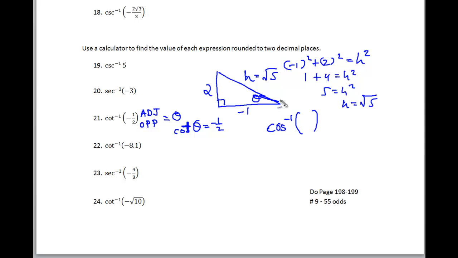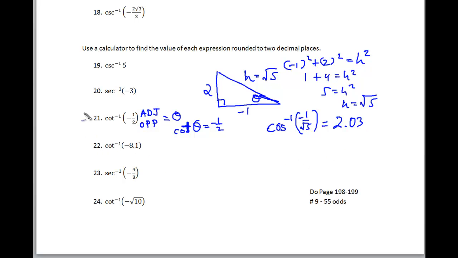And according to my triangle right here, cosine, which is the adjacent over hypotenuse, is negative 1 over square root of 5. Now, what this means here is that we need to type this into a calculator, and I don't need to rationalize a denominator because this is just strictly inputting things into the calc, and that will give me my answer of 2.03.